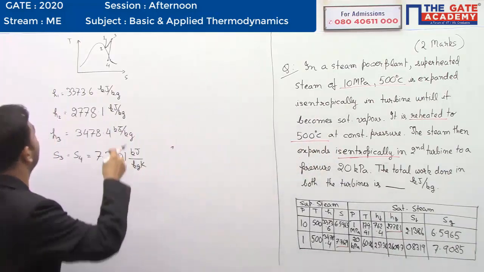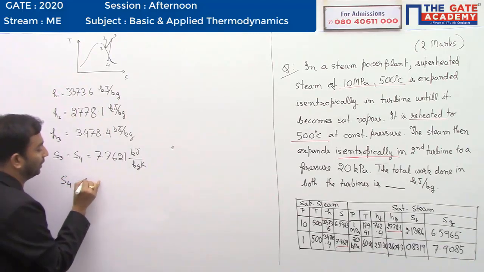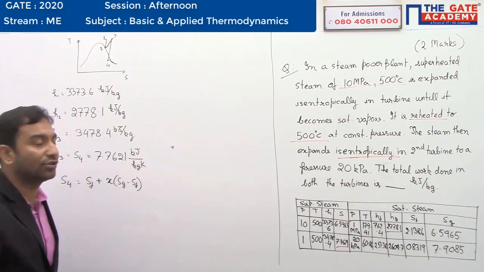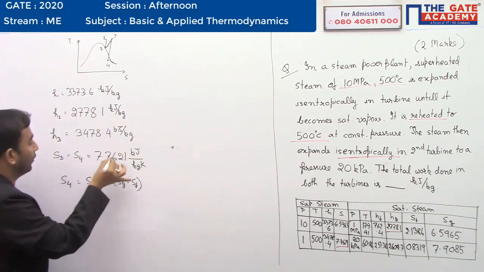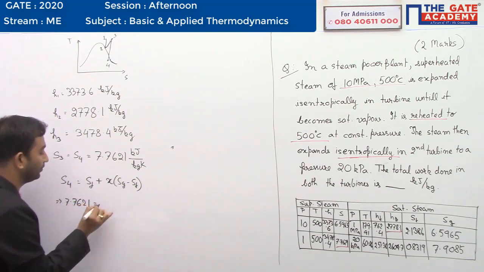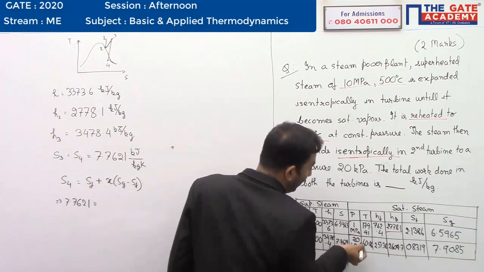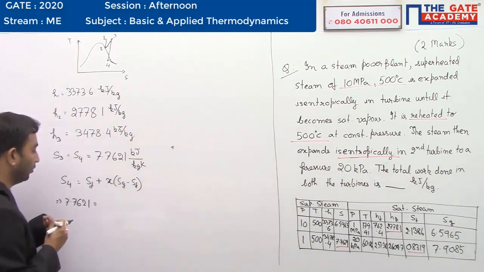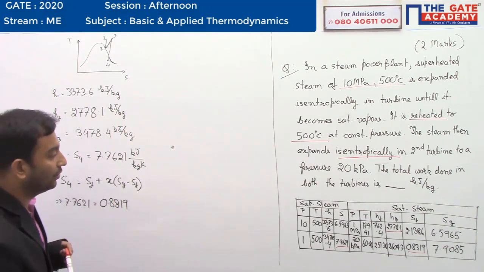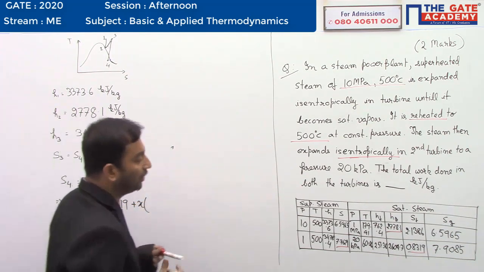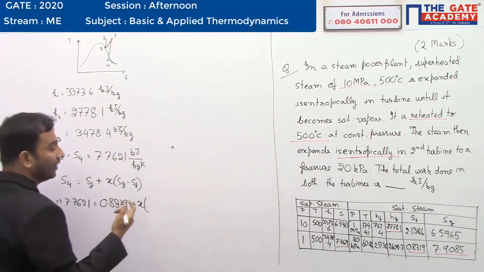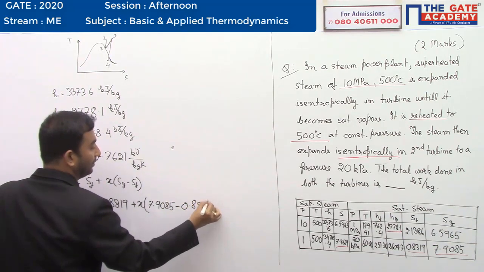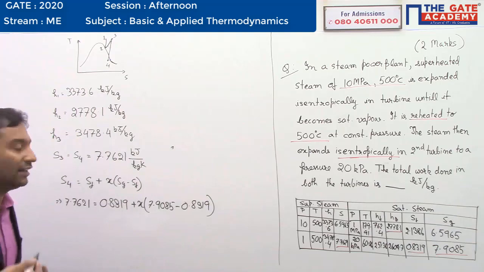Now I know, when a point is in wet state, S4 is equal to Sf plus x times (Sg minus Sf). From properties of pure substances, this relation is known to me. So S4 value we have already found out, 7.7621. Sf value can be found out at point 4. The pressure is 20 kilopascal. At this point, the value of Sf is equal to 0.8319. Very good. Plus x times Sg, which is 7.9085, minus Sf, 0.8319. Very good.